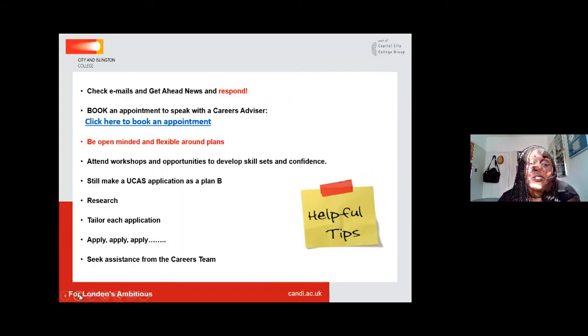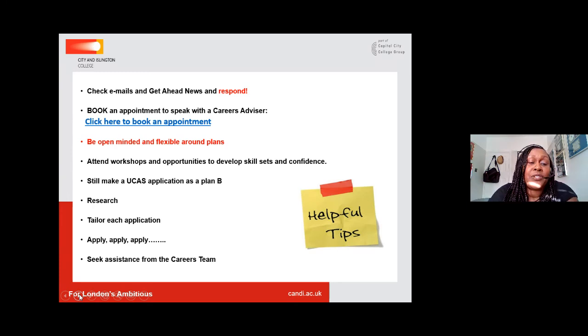And I just want to end on some top tips. Really important that you check out your emails and read Get Ahead News, especially this month's edition, which is absolutely packed with information on virtual work experiences and opportunities that you can access online. We now have a new streamlined system for you to book an appointment, and that link actually works. So you can click to book an online appointment with the careers team. Really important to be open-minded and flexible around your plans, and just be really clear about covering all corners.